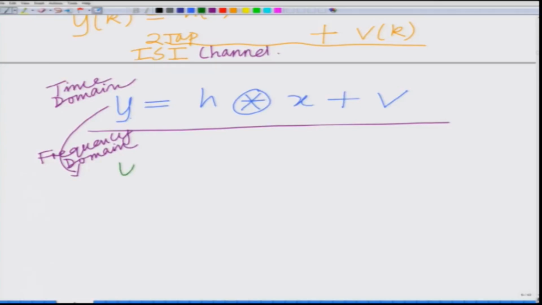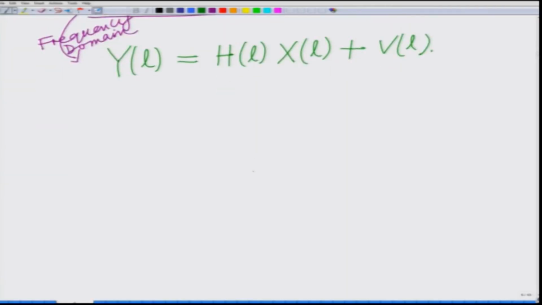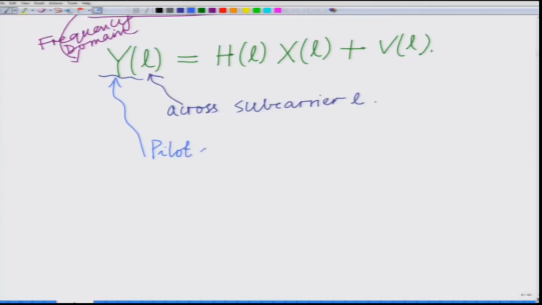is the frequency domain, and in the frequency domain across each subcarrier, remember that is the fundamental equation of OFDM: YL = HL XL + VL. This is across subcarrier L. What are these YLs? These YLs are the pilot outputs received across the subcarrier L. So, we have capital YL, which is the pilot output received across subcarrier L.